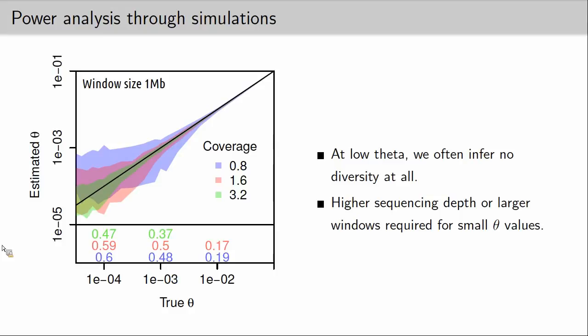So we see this relationship, and that means that for very low zeta values, like 10 to the minus 4, we need slightly higher coverage, maybe 3 if we were using 1 megabase windows, or actually we might just use larger windows if we expect zeta to be relatively small. So that seems to work quite fine.